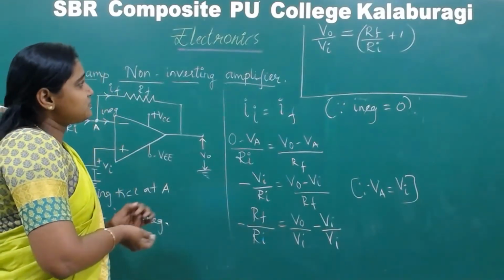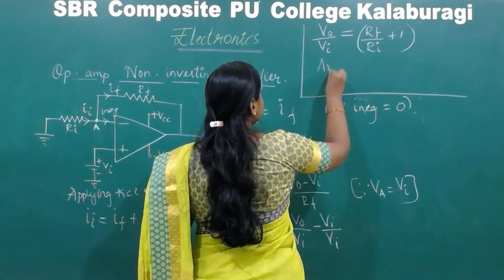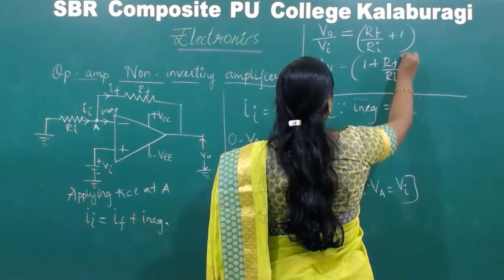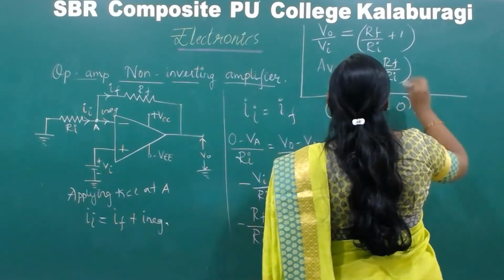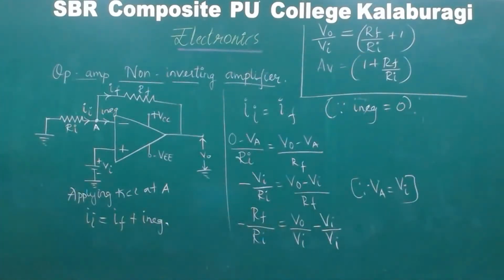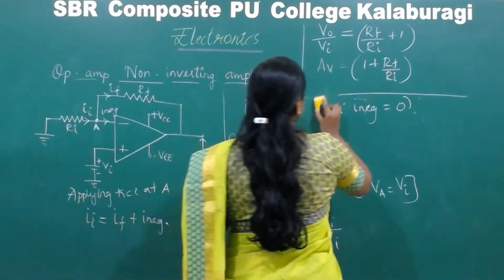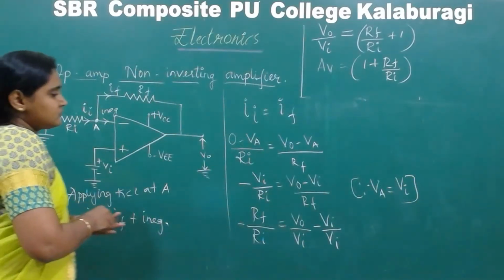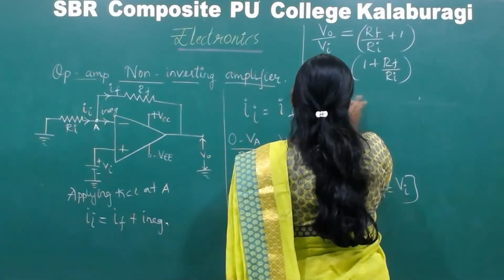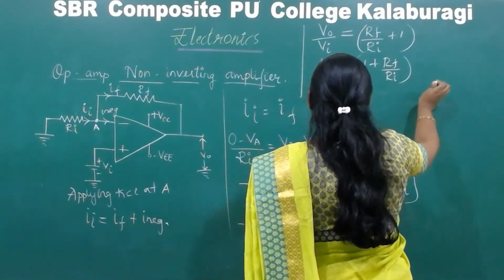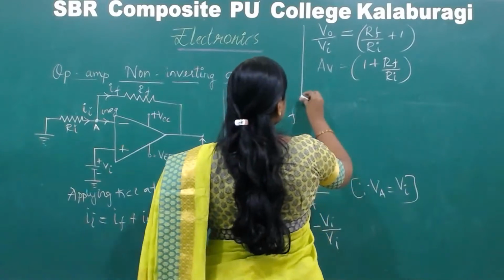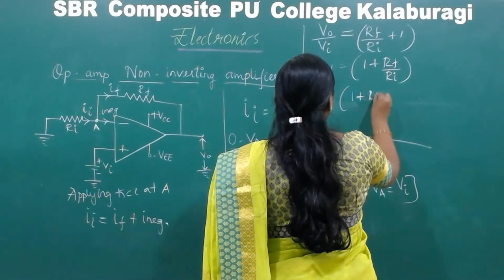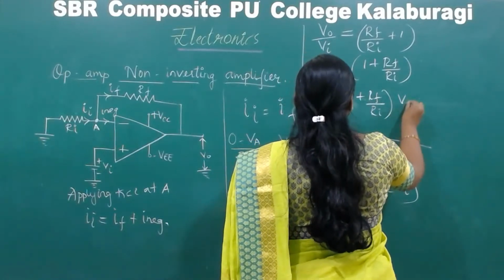So this is the expression for the non-inverting amplifier. This is nothing but the gain: AV is equal to 1 plus RF by RI. Gain is equal to 1 plus RF by RI, where V0 can also be written as V0 is equal to 1 plus RF by RI into VI.